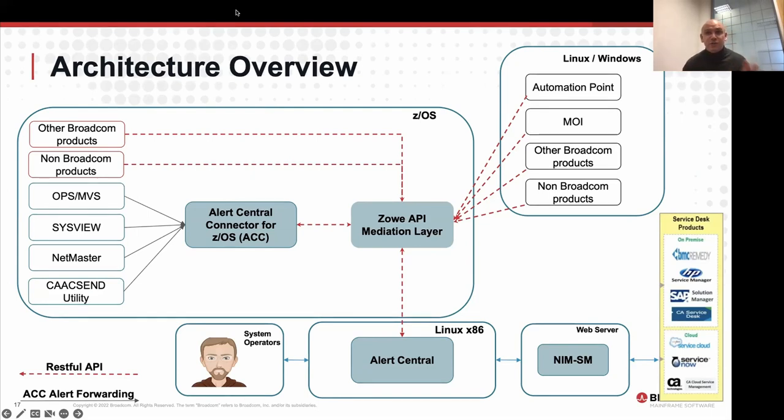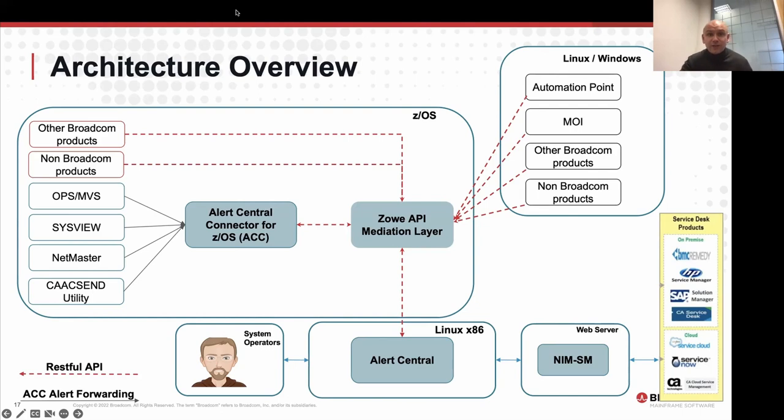It allows alerts to be created on any platform that can call the RESTful API, and it drives our integrations with OpsMVS, with SysView, with MOI, with Automation Point, with mainframe topology, with Netmaster. From an alerting standpoint, and when enriching those alert details with those contextual insights that are pulled from those products. Critically, API ML helps us integrate across the mainframe estate, whilst still prioritizing security, scalability, and performance.